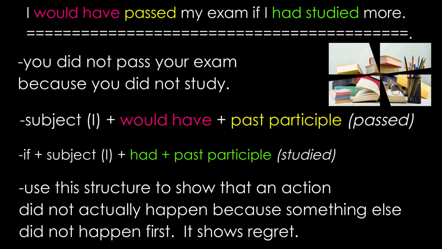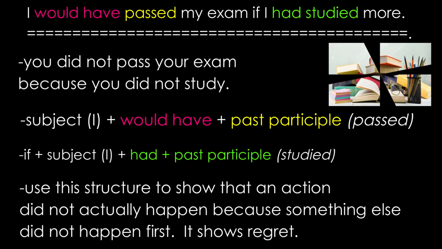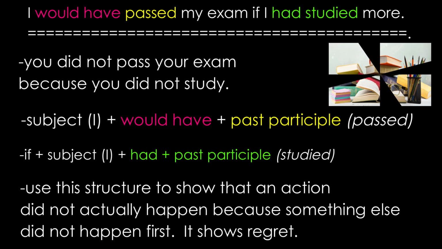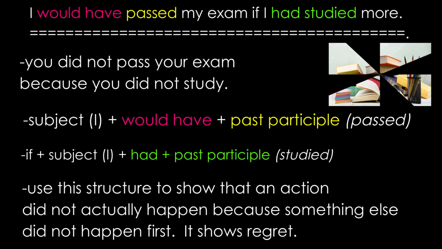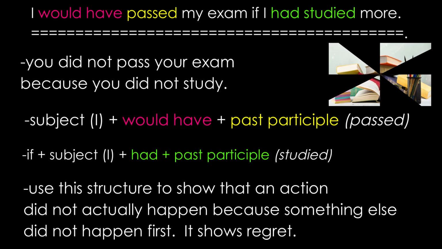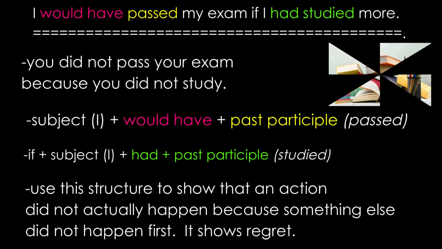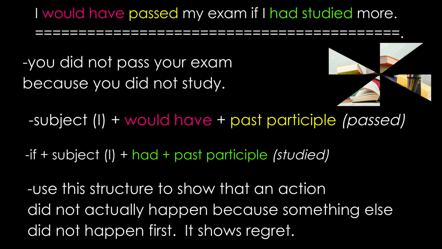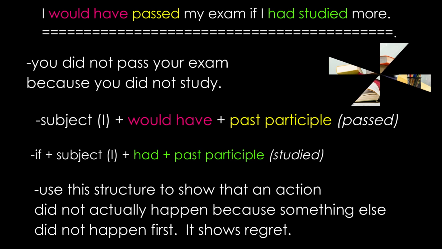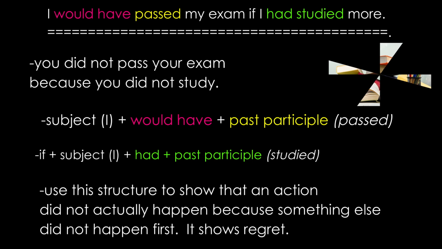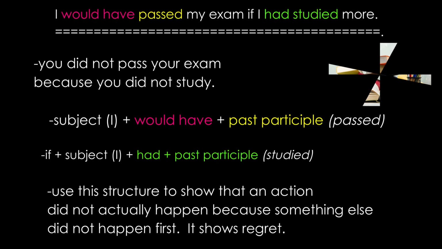This structure shows regret. It shows regret because it was possible for you to pass your exam if only you studied. So the keyword here is possible. It's possible to do it in the past, but you did not do it. The keyword is about possibility in the past.